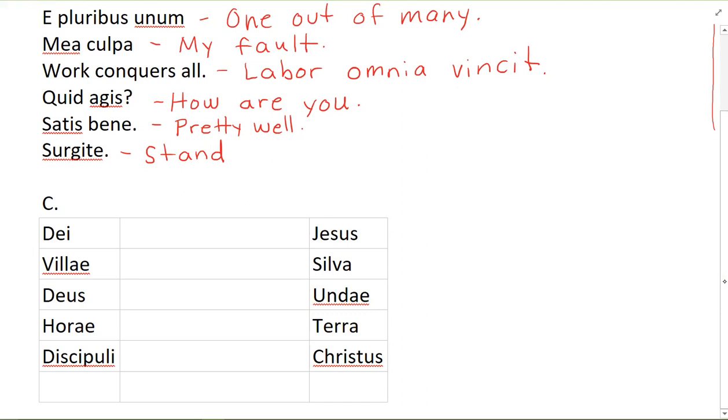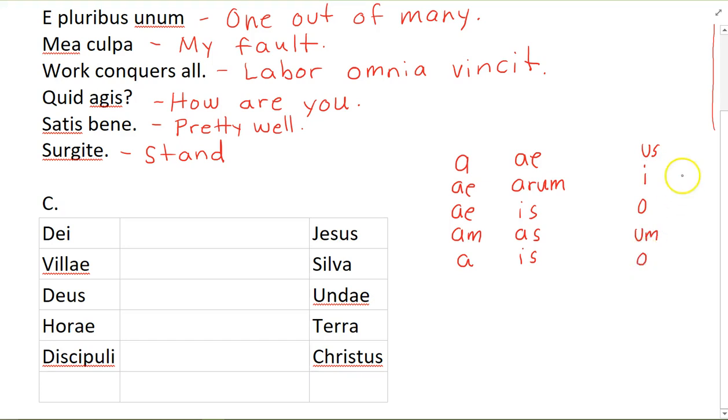Part C asks us to circle the plural endings and translate. And it does say that this is all in nominative case, so we don't have to worry about our cases. Let's look at our girly endings. A, ae, ae, am, arum, is, as, is, and us, i, o, um, orum, is, os, is.